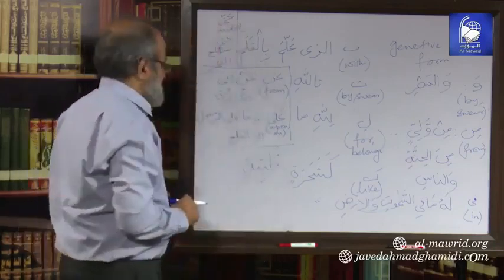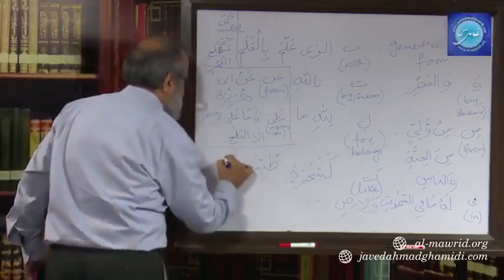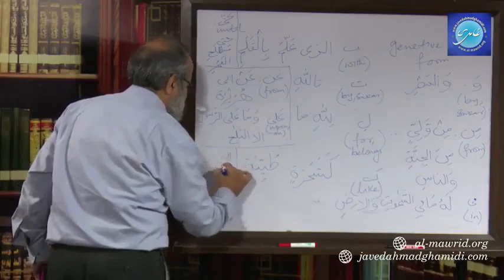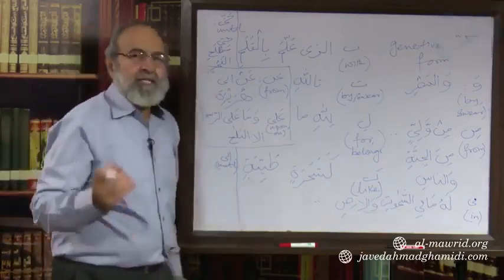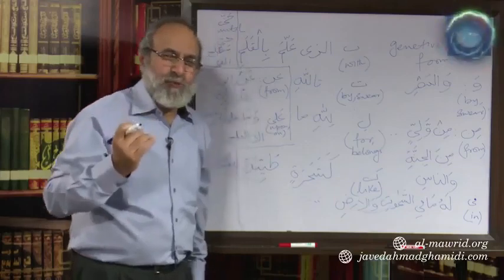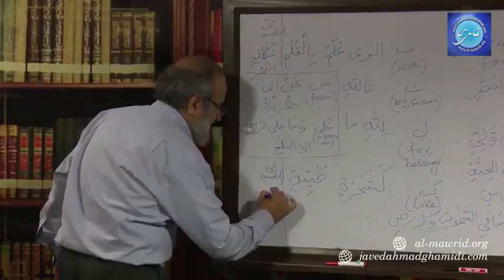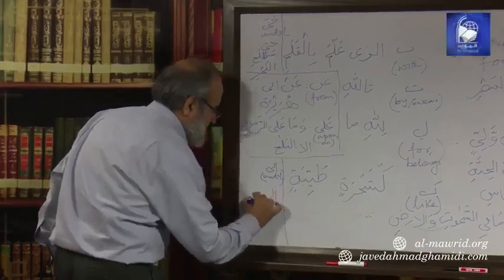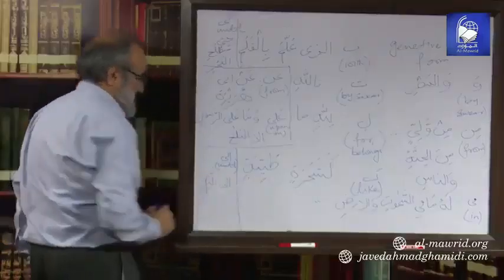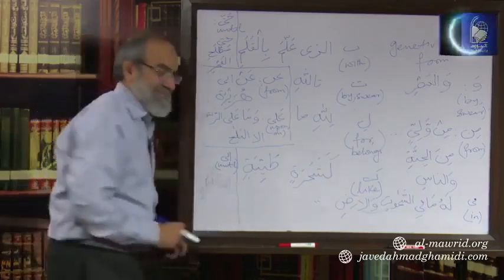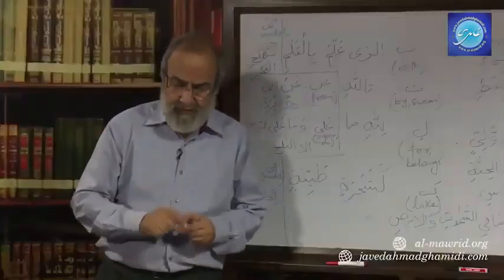And last but not the least is ila. Ila means until. The Quran says, thumma atimmus siyama ilal layl, then you complete the fast until the night. So the noun al-layl is again in the genitive form, in the jar form.